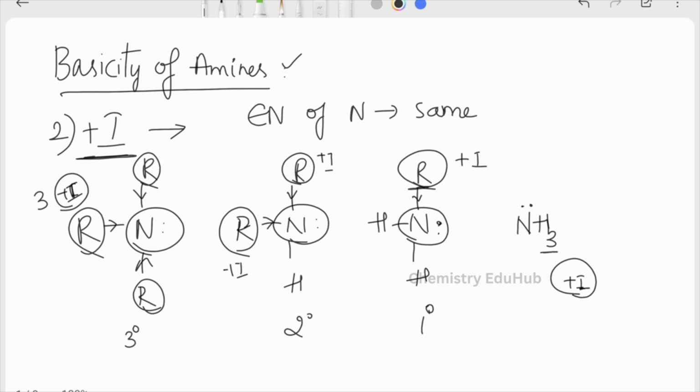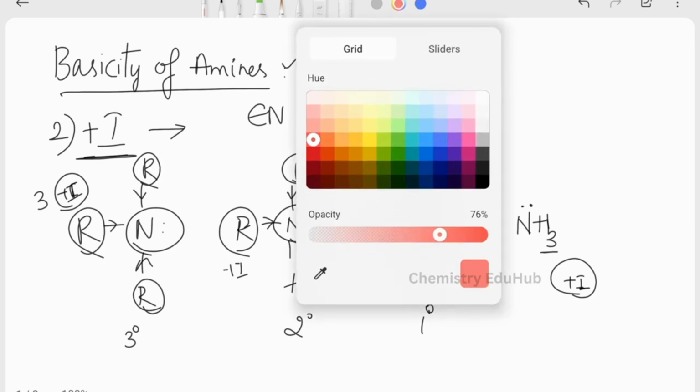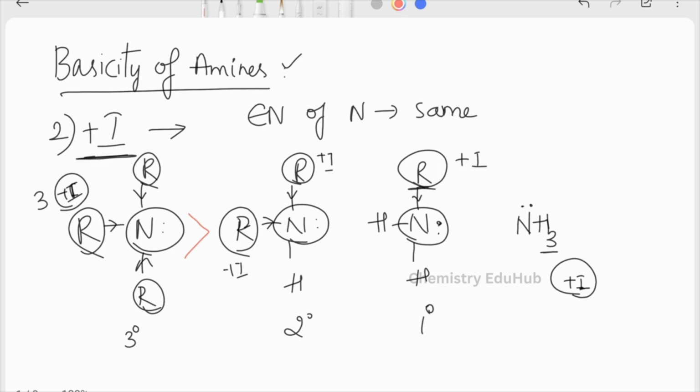So what is the order? Tertiary greater than secondary greater than primary greater than ammonia. Though all the nitrogens are equally electronegative here, because of the presence of different plus-I groups on the nitrogen, the basicity is differing. So tertiary amine is more basic than secondary, than primary, than ammonia.